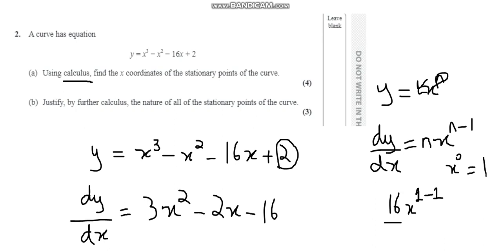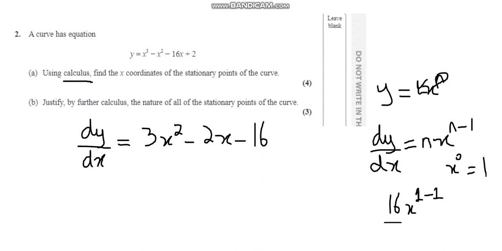Always remember, we are differentiating with respect to x, so our differential is 3x squared minus 2x minus 16. But guys, we haven't finished our answer yet. The other thing we have to find is the x coordinates of the stationary points of the curve. If you have written this far, you have accumulated 2 marks out of 4. The 2 more marks are for finding the x coordinates, which will be 2, I guess, because it's a second degree polynomial. To find the x coordinates, we set this differential equal to 0.